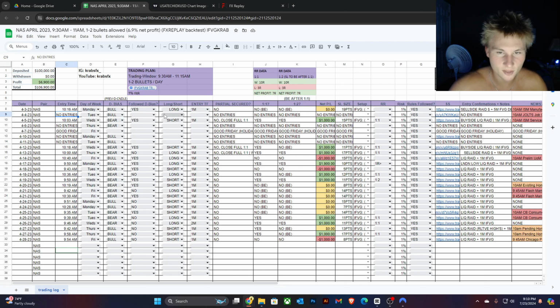And pretty much if I took an L to start the day, I was allowed to take another trade, so that's why it's 1 to 2 bullets a day. Or if I took a break even as the first trade of the day, I allow myself to take another trade. And yeah, pretty solid month though. The main thing that I was aiming for this month was a solid win rate, which we definitely got here. But let's go over some of these.